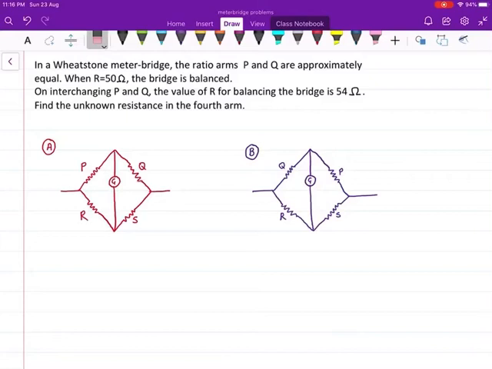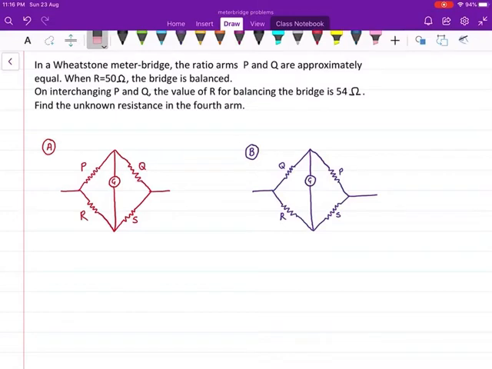In a Wheatstone meter bridge, the ratio arms P and Q are approximately equal. When R equal to 50 ohm, the bridge is balanced. On interchanging P and Q, the value of R for balancing the bridge is 54 ohm. Find the unknown resistance in the fourth arm.